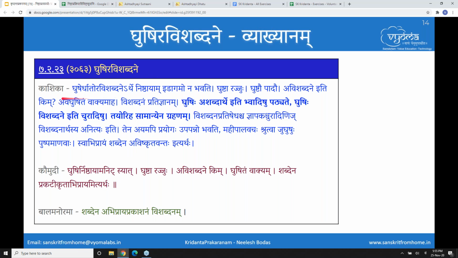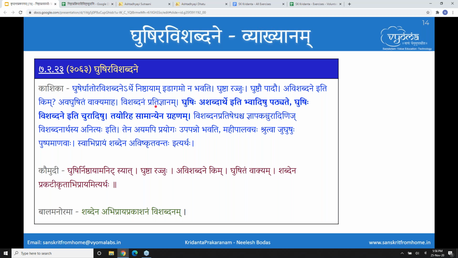घुषिरविशब्दने काशिकाकारः किं वदति? घुषेः धातोः अविशब्दने अर्थे निष्ठायाम् इडागमः न भवति. So here he is talking about the भ्वादिगणीय घुष धातु. घुष धातोः अविशब्दने अर्थे निष्ठायाम् इडागमः न भवति. घुष्टा रज्जुः, घुष्टौ पादौ. अविशब्दने इति किम्? Avaghushitam vakyam aha. A sentence has been announced. So announcement is vishabdana. For vishabdana you do not get the id nishedha. So ghushitam vakyam aha. Vishabdanam pratidnyanam, to express something or to make an announcement.